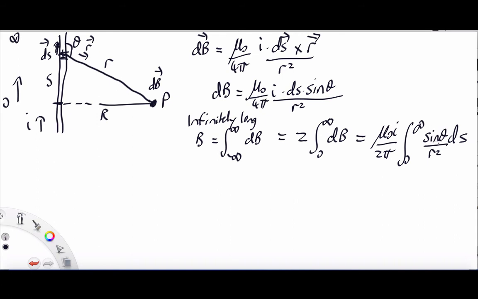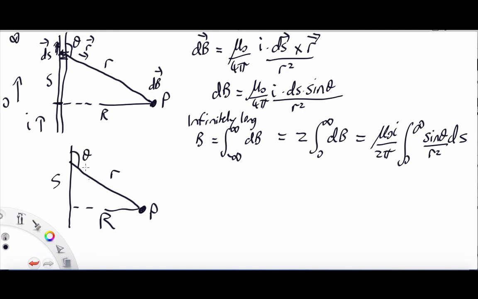What we're left with is sine theta and r squared. Now both of those depend on the position of ds. So we need to get them in terms of this distance s, which is the distance of that segment from the 0 point. So let's just do a quick close-up of this. We've got capital R and we've got the point P, and this is little r, and that is s.